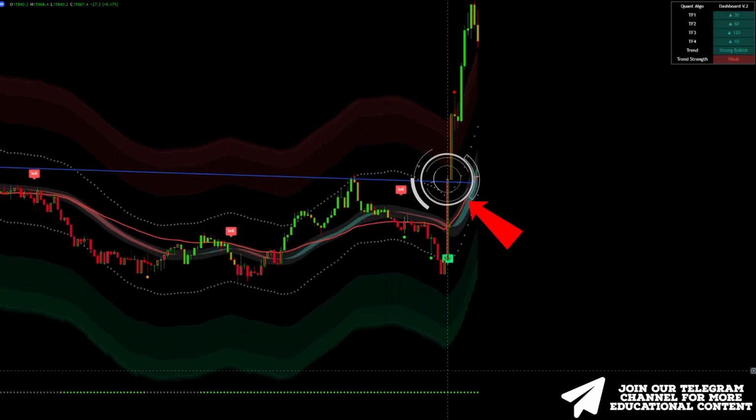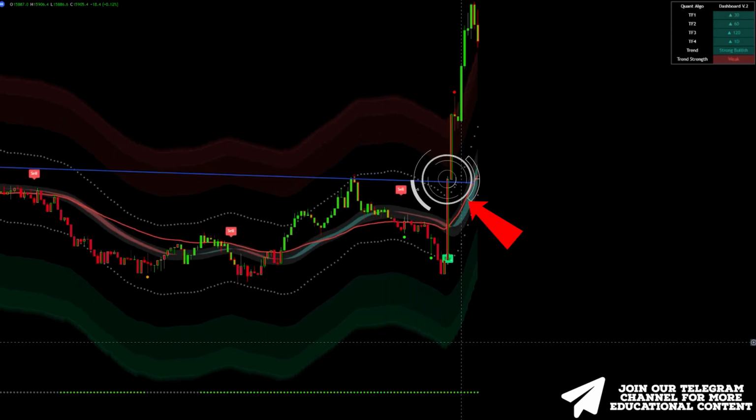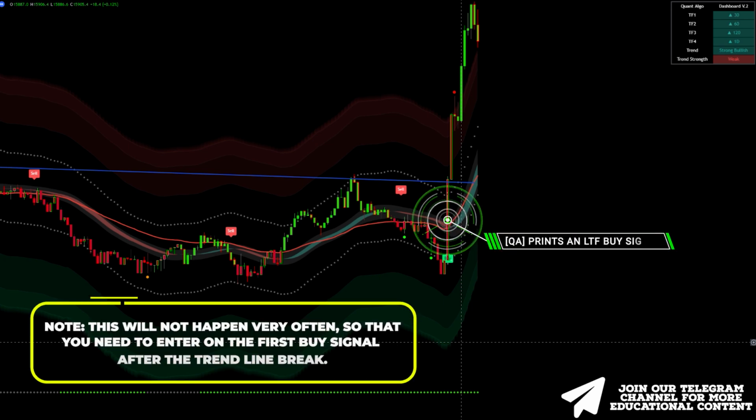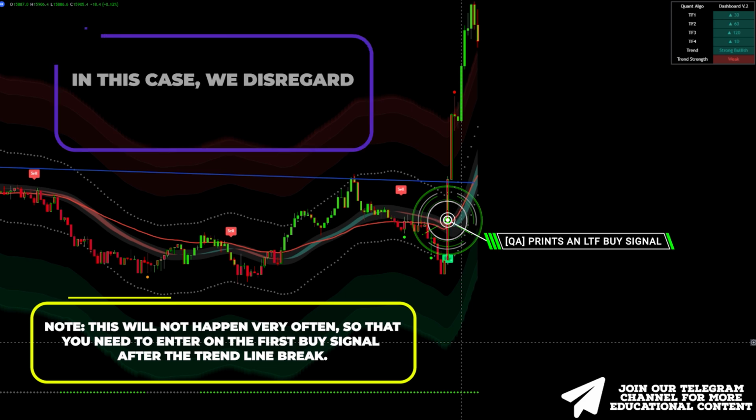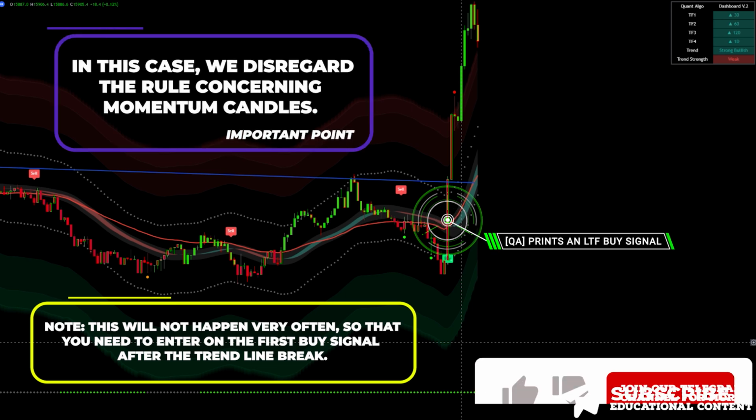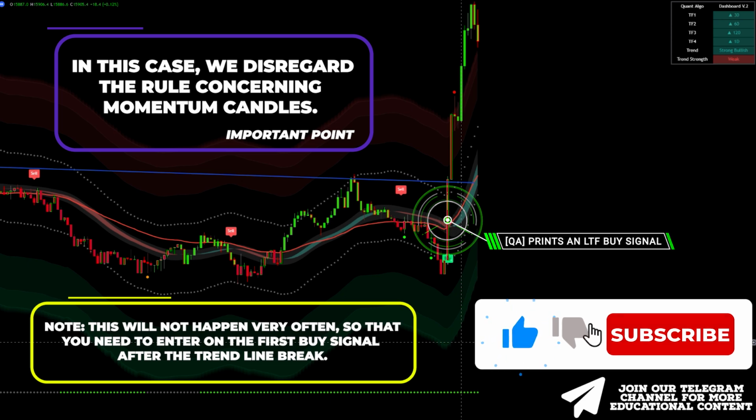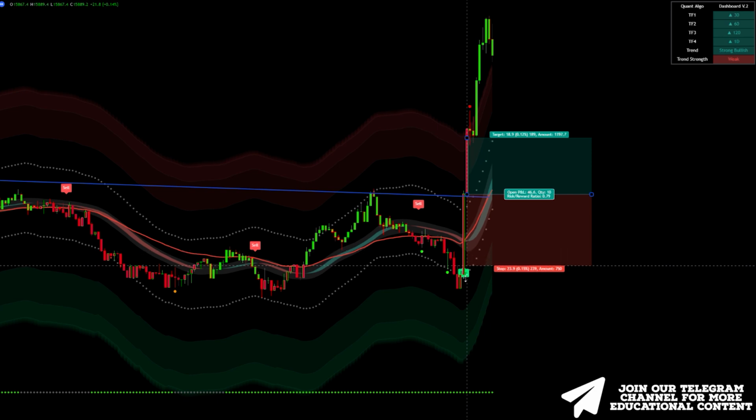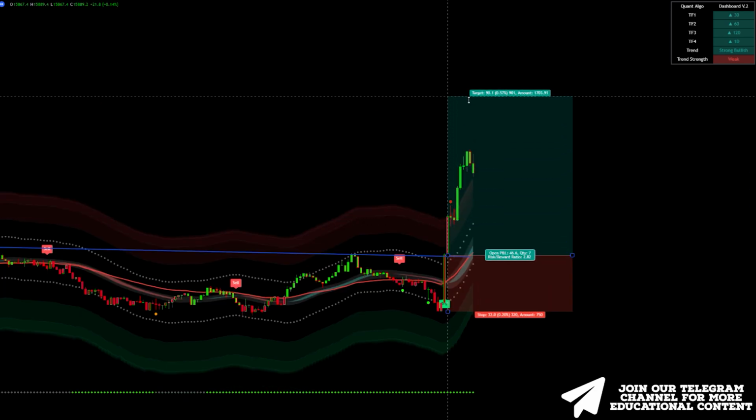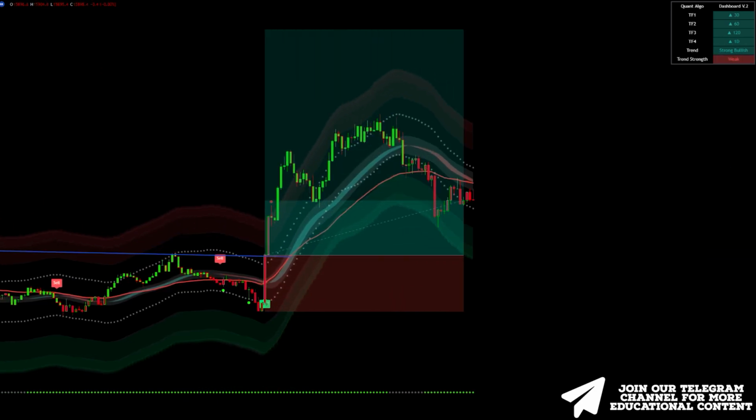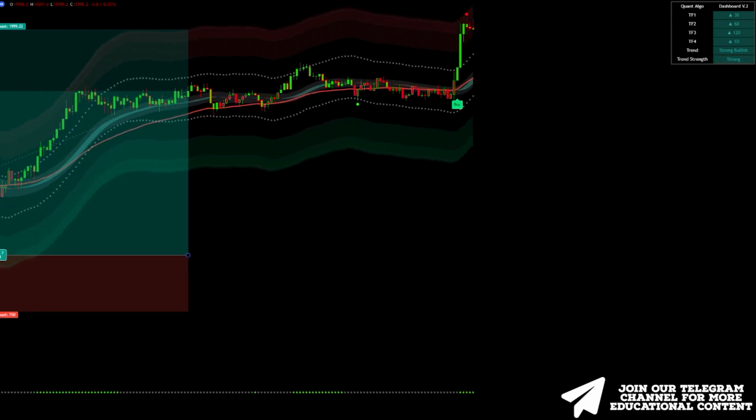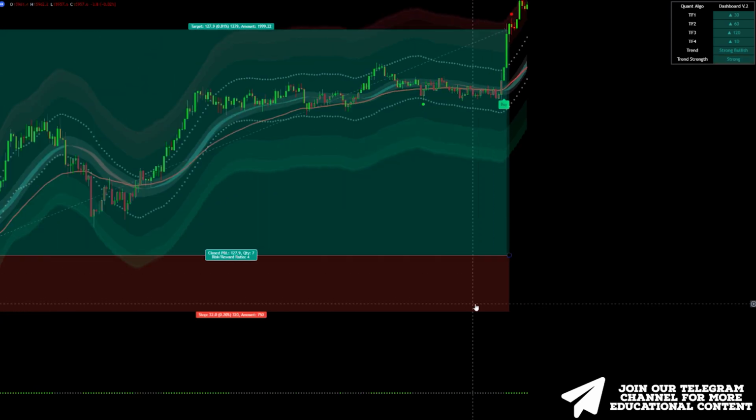Boom, as you can see right here, the price broke the trend line with a buy signal. However, this will not happen very often, so you need to enter on the first buy signal after the trend line break. In this scenario, we disregard the rule concerning momentum candles, given that the setup is supported by a higher time frame. So, we set a stop below the latest low and target 4-for-1 risk-to-reward ratio. As we can see, the price hit our take profit.